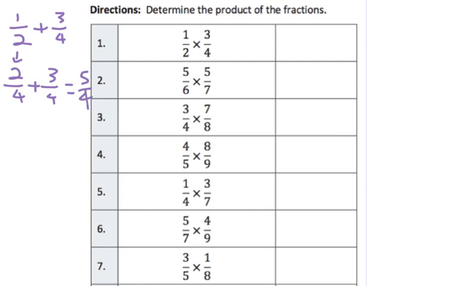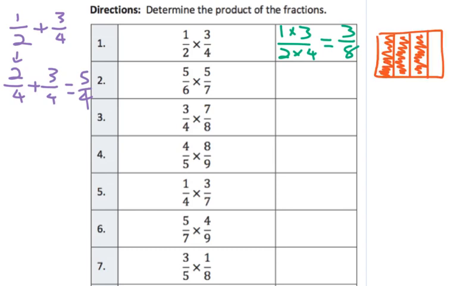When you're multiplying, the procedure is super easy. You're honestly just multiplying the numerators together and the denominators together. So 1 times 3 would be 3, and 2 times 4 would be 8. I wish I had more time to go over why. I'll just show it for the first problem, and if it makes sense to you, cool.